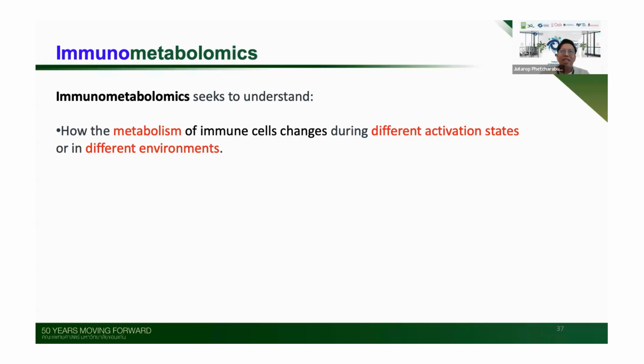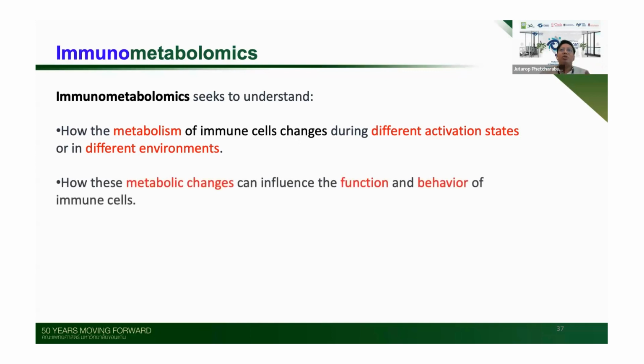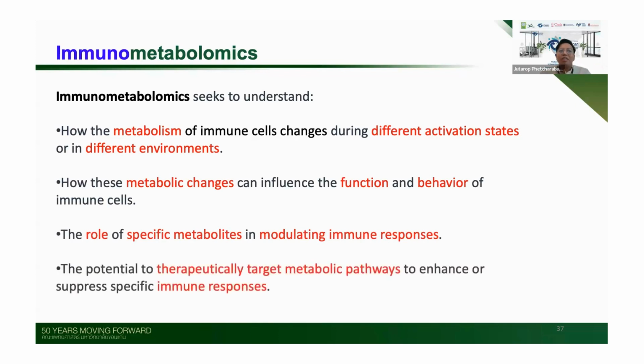Immunometabolomics seeks to understand how the metabolism of immune cells changes during different activation states or in different environments. It also aims to understand how these metabolic changes can influence the function and behavior of immune cells, and also the roles of specific metabolites in modulating immune responses. And last but not least, immunometabolomics helps us understand the potential to therapeutically target metabolic pathways to enhance or suppress specific immune responses.